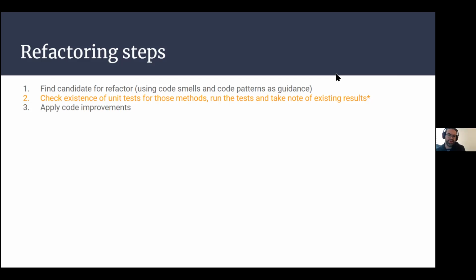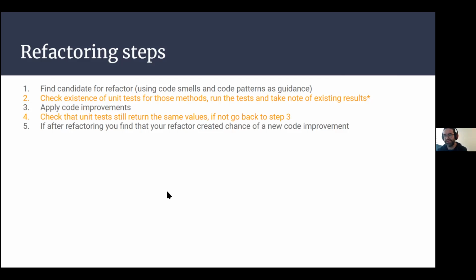Then you apply the code improvement. How? Well, I just gave you some examples. There are plenty of them. And then here is where the tests become useful: run the tests again and check that they return the same values. If not, well, go back to step 3, right? This is kind of similar to test-driven development. In this case, you're refactoring code until it returns the same. Of course, not blindly, like you're changing anything anywhere, but using the typical logic you use to develop software.